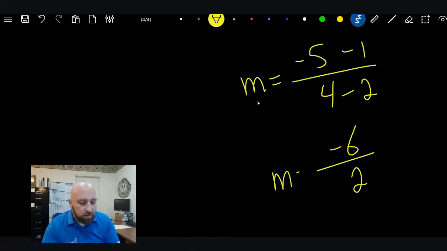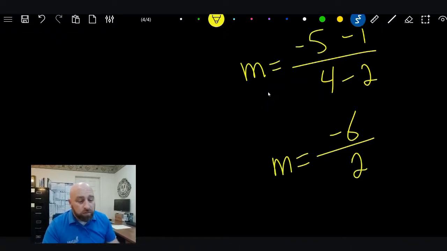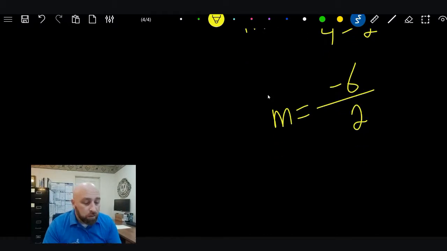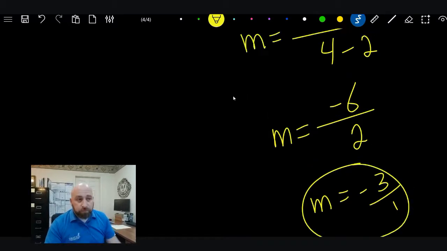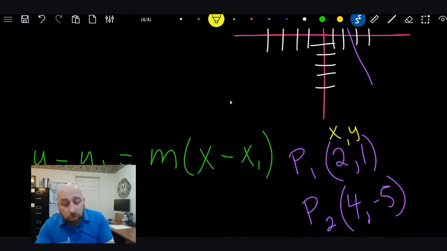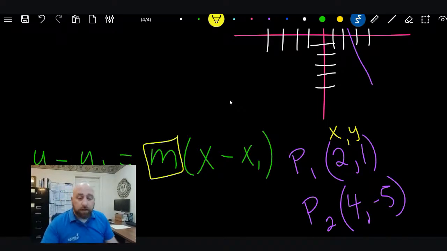So we would have our slope equals negative 6 over 2, and we want to reduce that to lowest terms. And so when we reduce that, we would get m equals negative 3 or negative 3 over 1. I like negative 3 over 1 better. It works better for me. But if you want to just write it negative 3, that's fine. That also works. So now we have our slope.